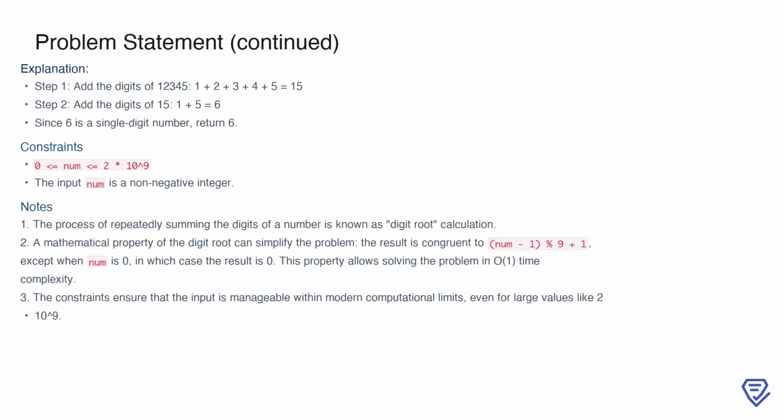Now, let's consider some important details about the problem. The input number is guaranteed to be a non-negative integer, ranging from 0 to 2 billion, so it's computationally manageable. Additionally, this process of summing digits is mathematically known as the digital root calculation. There's a useful property of digital roots that allows us to solve the problem in constant time by using the formula (number - 1) % 9 + 1, except when the number is 0, in which case the result is simply 0. This mathematical insight can make our solution highly efficient.